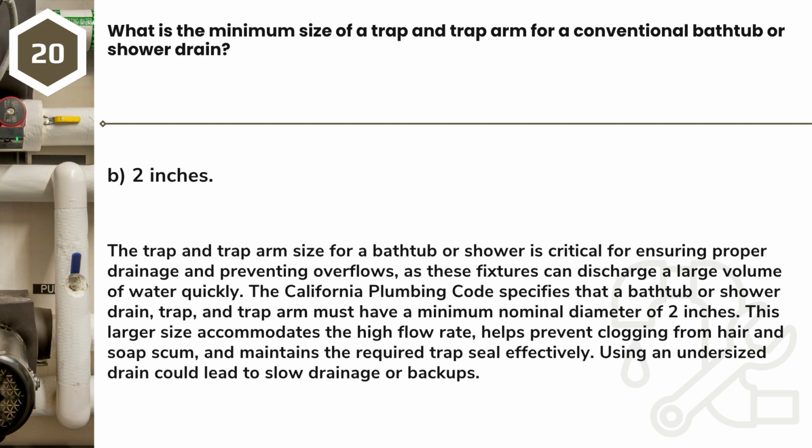Answer: B. 2 inches. The trap and trap arm size for a bathtub or shower is critical for ensuring proper drainage and preventing overflows, as these fixtures can discharge a large volume of water quickly. The California Plumbing Code specifies that a bathtub or shower drain, trap, and trap arm must have a minimum nominal diameter of 2 inches. This larger size accommodates the high flow rate, helps prevent clogging from hair and soap scum, and maintains the required trap seal effectively. Using an undersized drain could lead to slow drainage or backups.